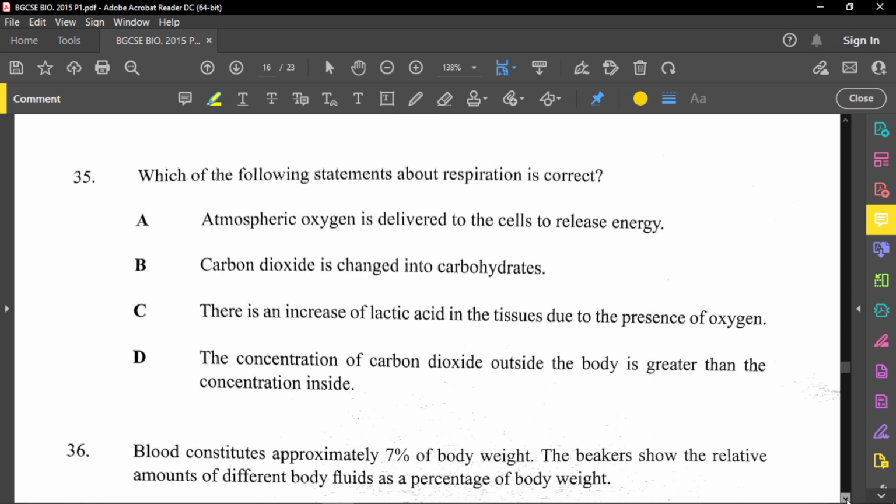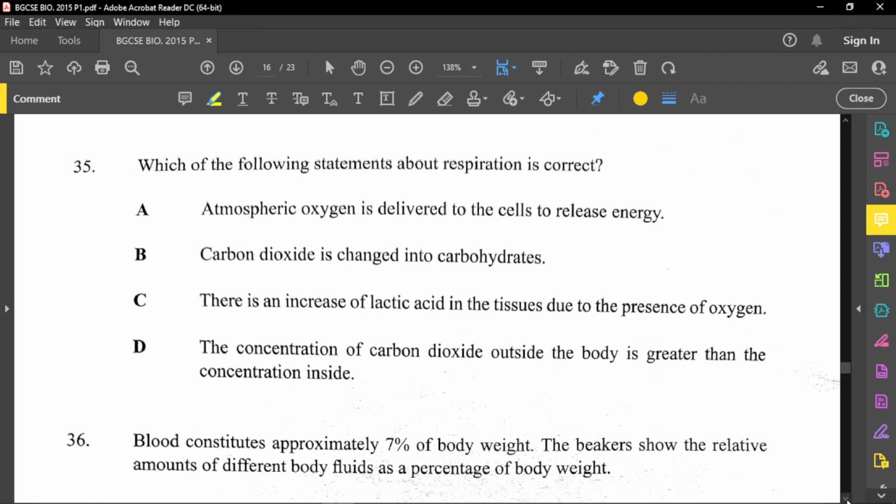All right, so 35 is which of the following statements about respiration is correct? So which is correct for respiration? It said that atmospheric oxygen is delivered to the cells to release energy. That one sounds good so far. Let's just double check the others. Carbon dioxide is changed into carbohydrates. No, that's not correct at all.